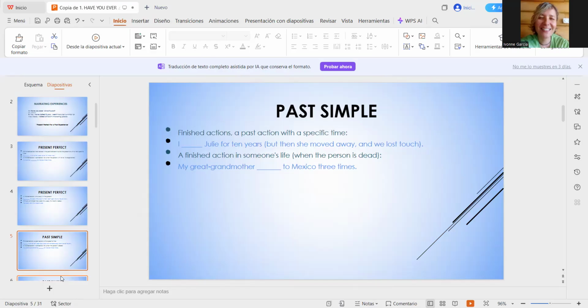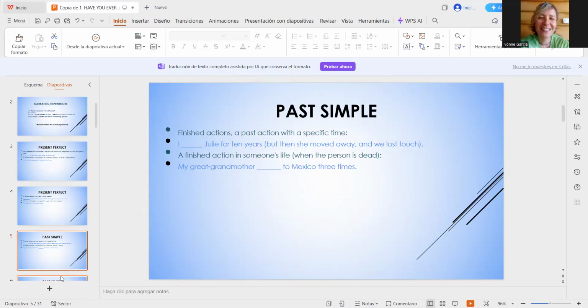A finished action in someone's life when the person is dead. My great-grandmother went to Mexico 3 times. So I'm using the past because it is not possible for her to travel again because she's dead. But if my great-grandmother is still alive, I would better use the present perfect. Like my great-grandmother has been to Mexico 3 times so far in her life.